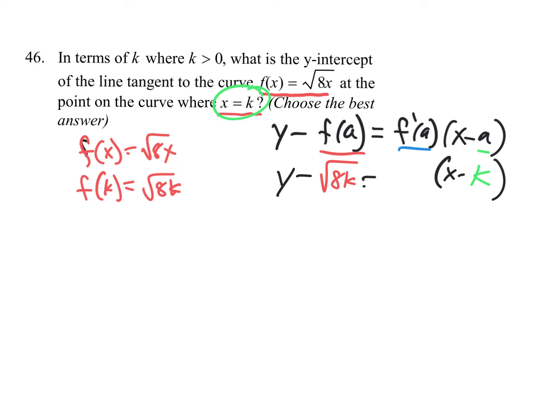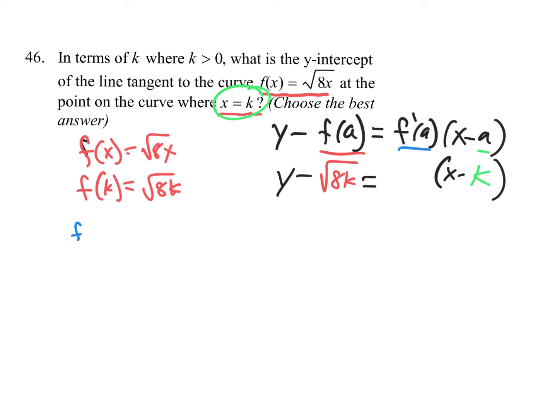And now we need to do the derivative, then plug in a k and put that here. And then we're not even anywhere near finding the y-intercept yet. All that gives us is the equation, but then we can use the equation to find the y-intercept.